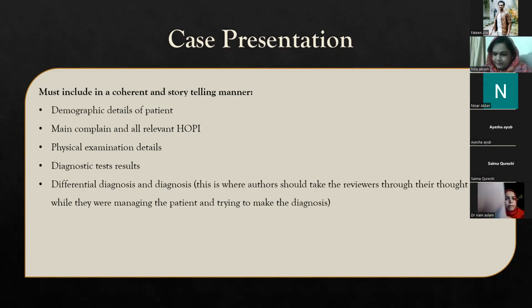Then a very important point, which I think most of the authors forget, and it can cause rejection of the case report, is differential diagnosis and the main diagnosis. This is where the authors should take the reviewers through their thought process while they were managing the patient and trying to make the diagnosis, how they excluded the other common possible differential diagnoses and how they ended up diagnosing this rare condition which they are reporting.